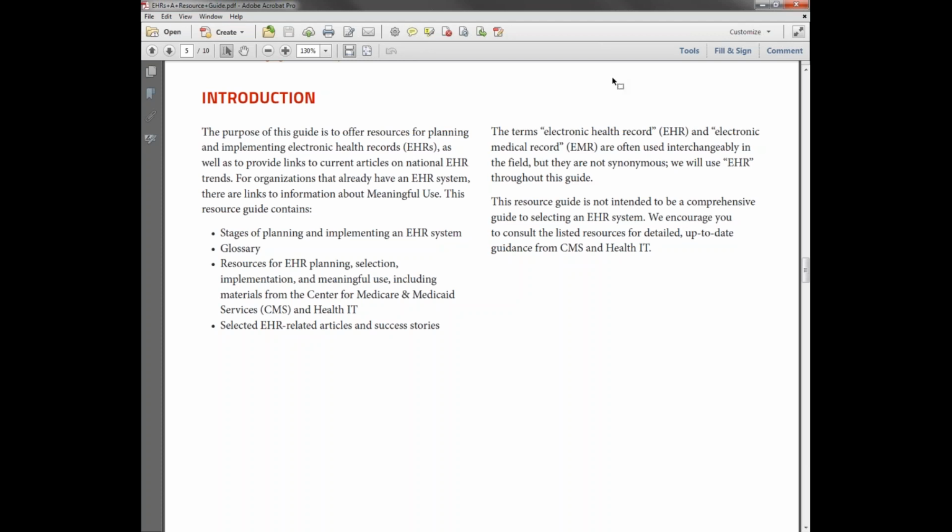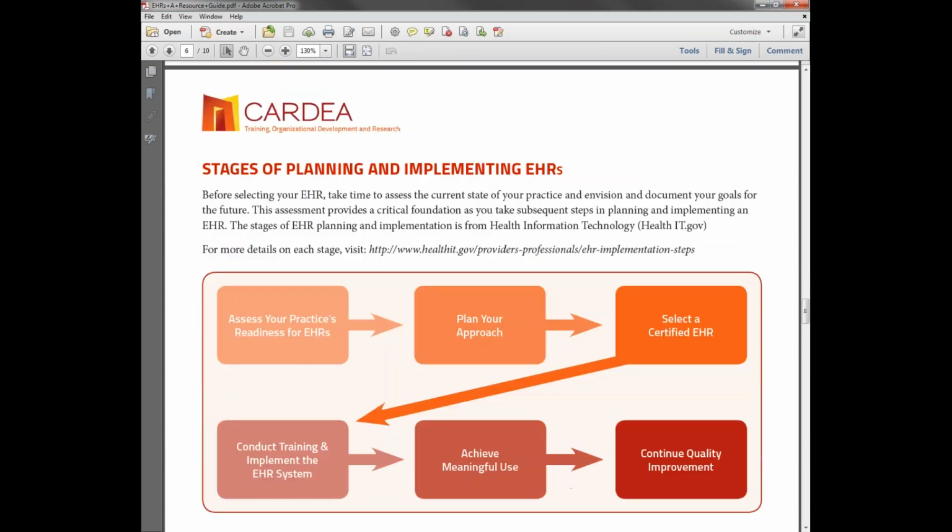And it also has a grid, I'm going to go down one more chart, that helps you when you're thinking about implementing an EMR, which is very helpful.